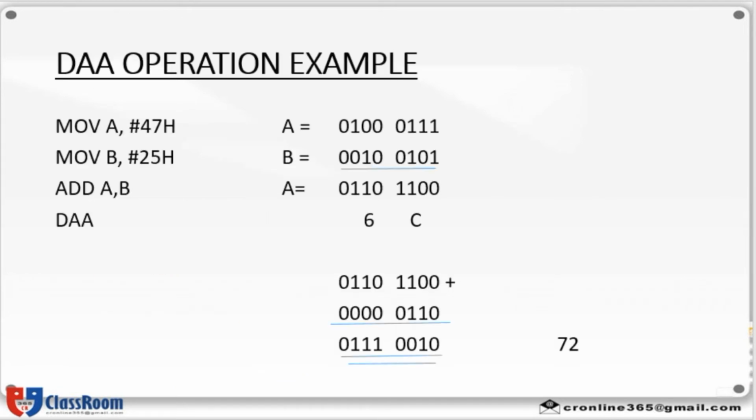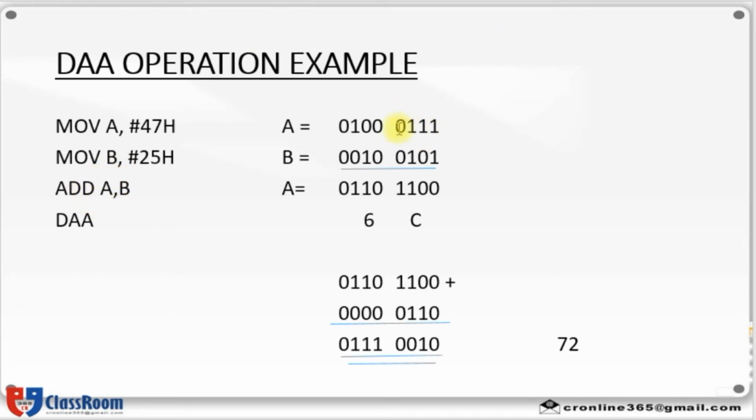You can clarify this by means of this example. MOV A, #47H. In binary, the accumulator is 4 meaning 0100 and 7 meaning 0111. Then MOV B, #25H. B will be holding this value 25, which in binary is 0010, 0101. Then ADD A, B. That means the B register content is added with the accumulator contents and the result is stored in the accumulator.